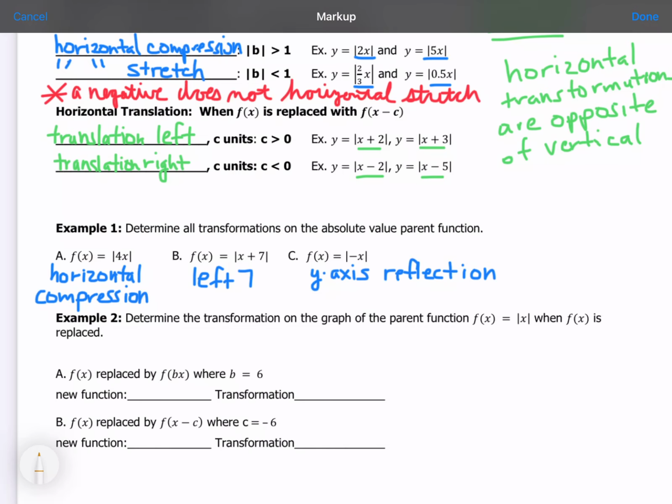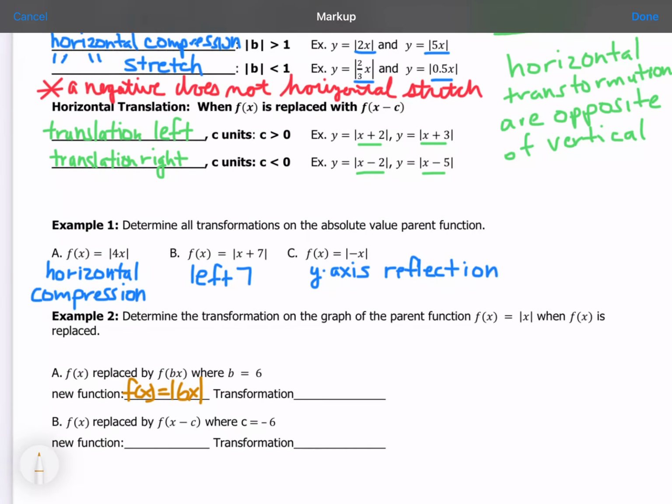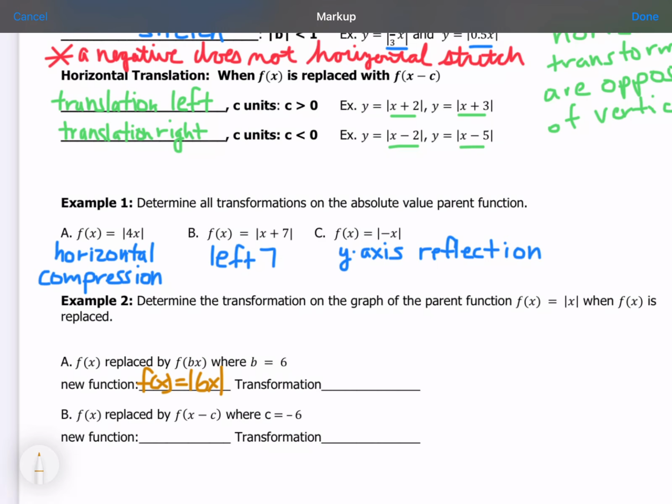f of x replaced by f of bx, where b is equal to 6. The new function is f of x equals absolute value of 6x. And that's also a horizontal compression. For whatever reason, it's easier to write in cursive, so hopefully you can still read it.